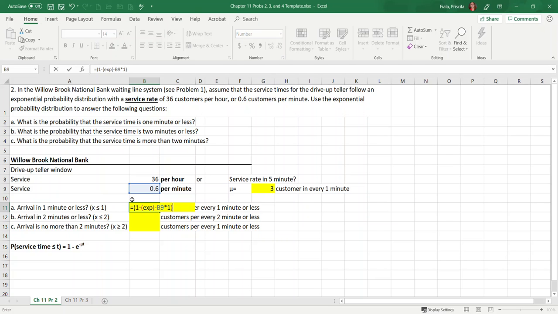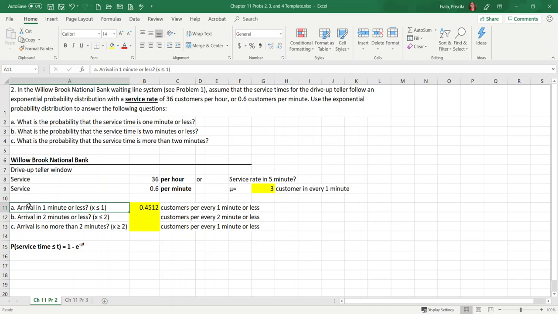And then enter is going to give me errors. I'm just going to let Excel fix the parentheses on its own. There you go. And that's your answer. So the service, not arrival. I copied this from problem one. So that's why it should say service, whatever you see arrival.